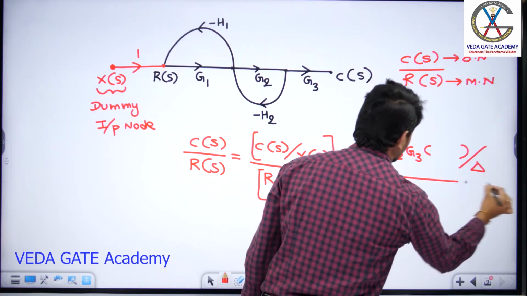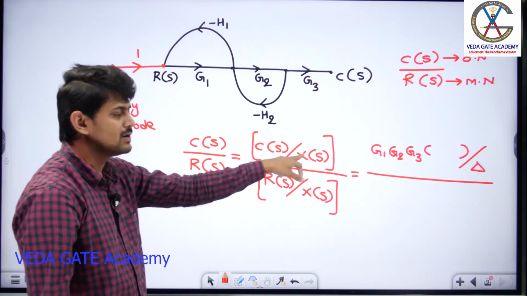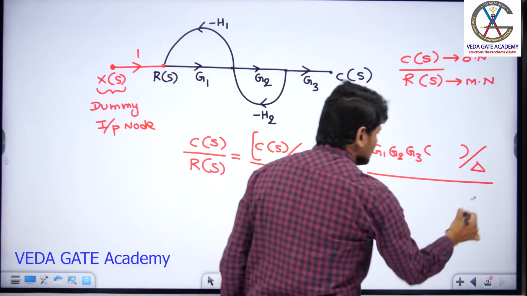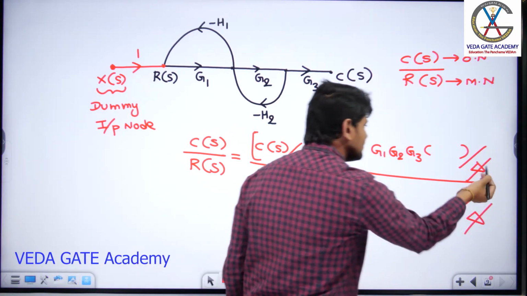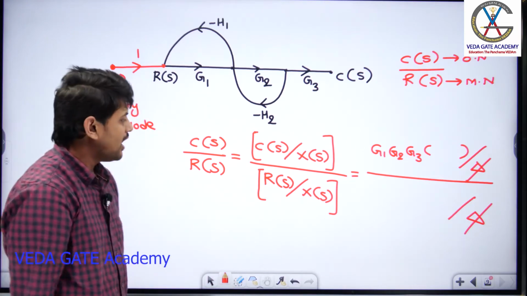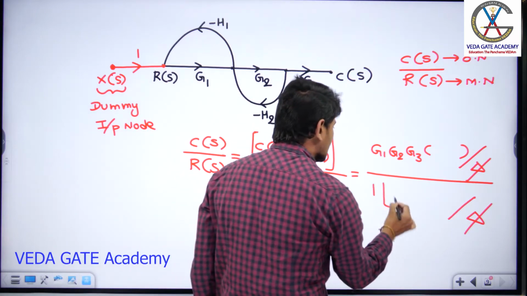There is no need of writing delta, guys. I will tell you why. For a given system, delta remains the same whether you are calculating the transfer function between C and X or R and X. So this delta will get cancelled. You are going to get only the numerator terms. So can you tell me for R of S by X of S, how many forward paths are there? Only one forward path, P1 into delta 1.